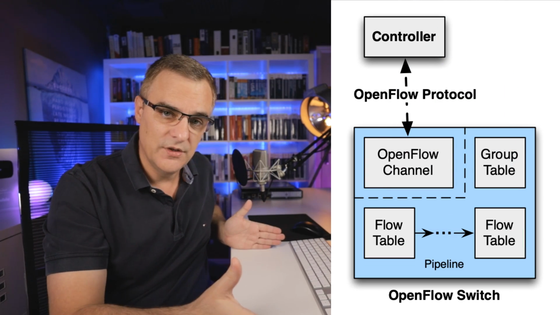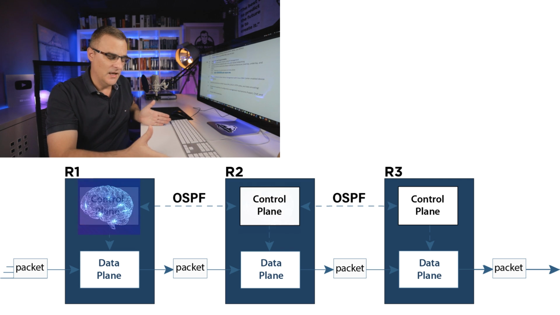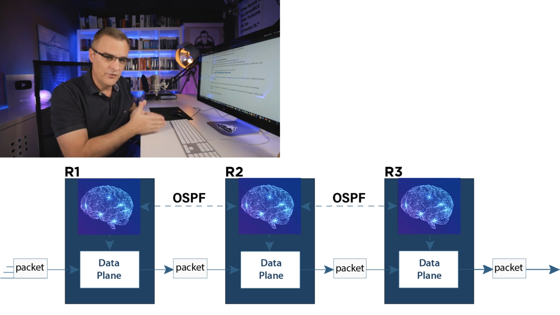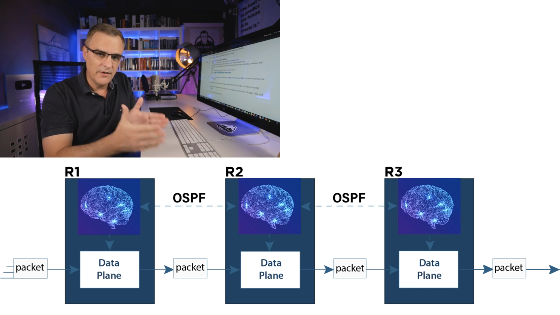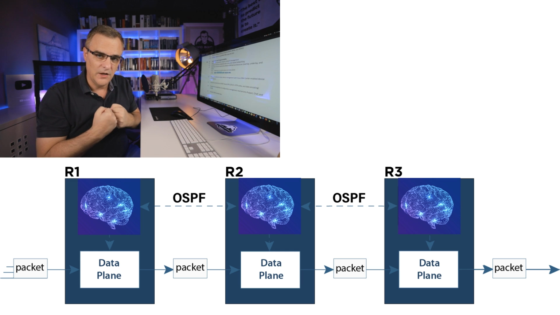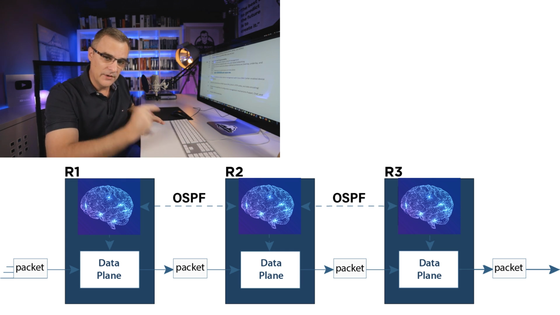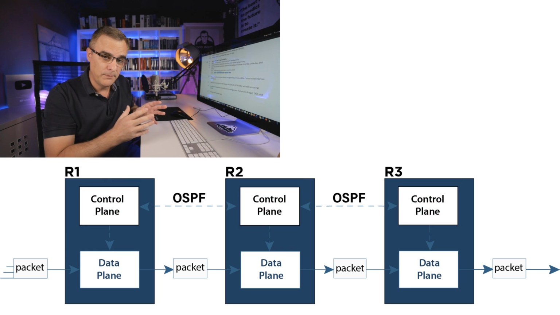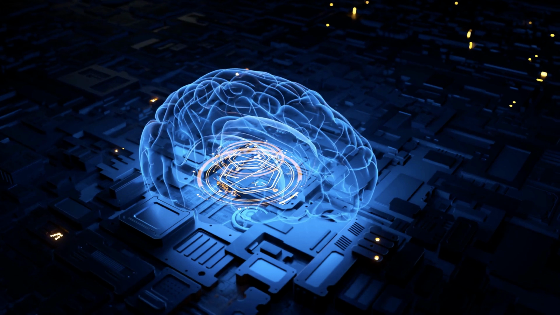If we had 100 routers or 100 switches, in a traditional network, we have 100 brains. Every router, every switch controls itself. It has its own data plane or forwarding plane. That's how it switches traffic from one interface to another. It has its own control plane. In other words, its own brain.